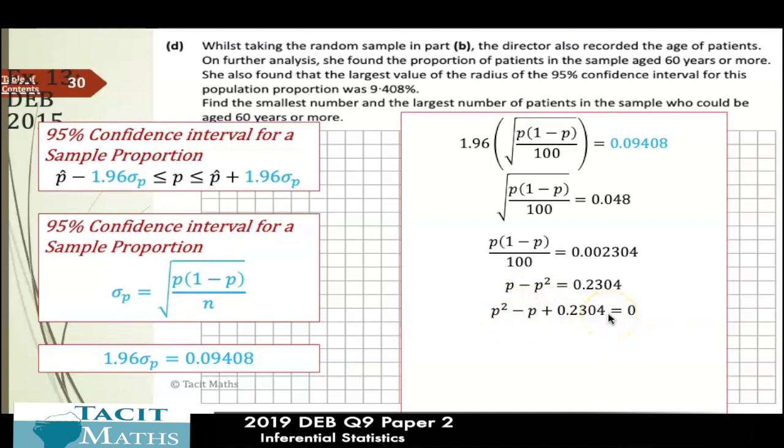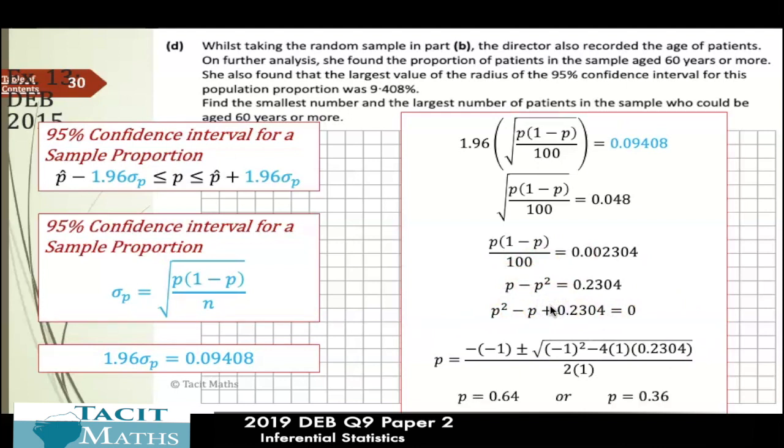So where are quadratics coming into it? Who would have thought it? Now we use the minus b formula to do that. I assume everybody's able to do that at this stage. And you get your two values here, which are 0.64 and 0.36.